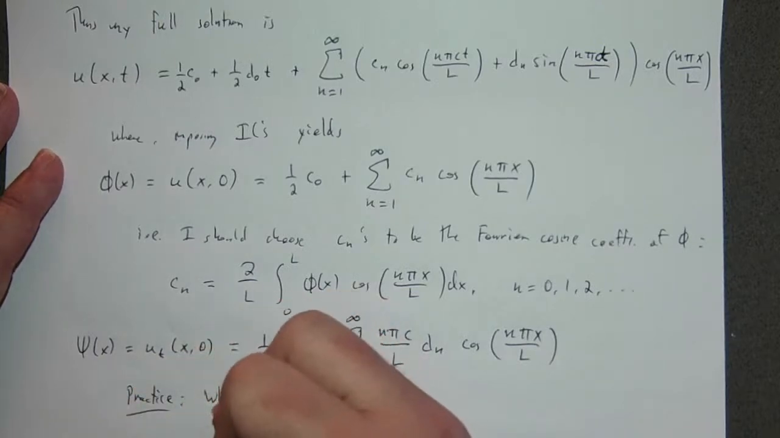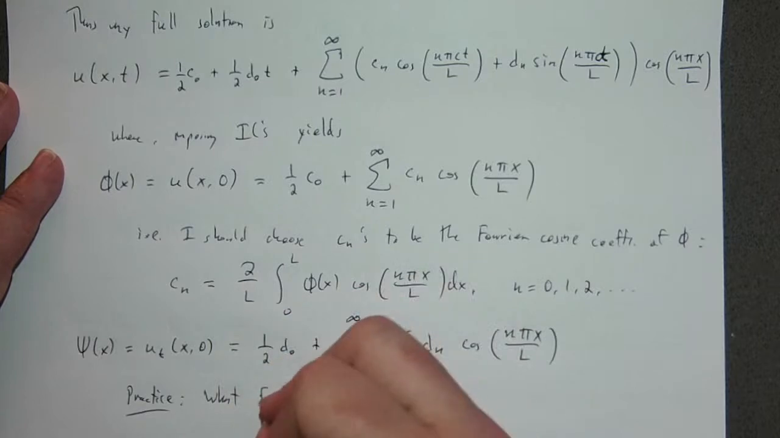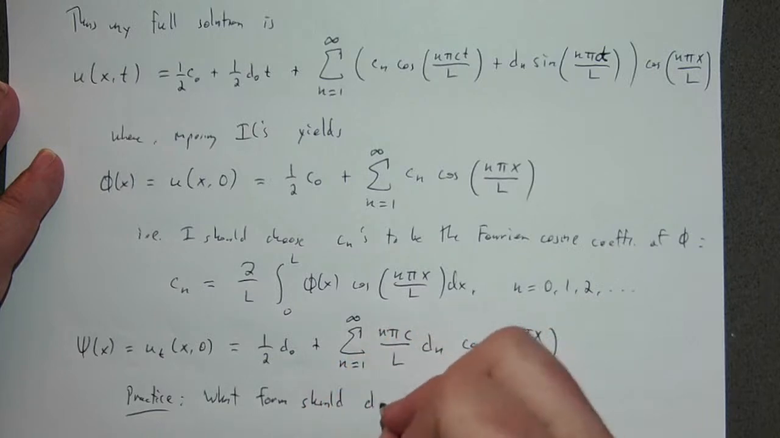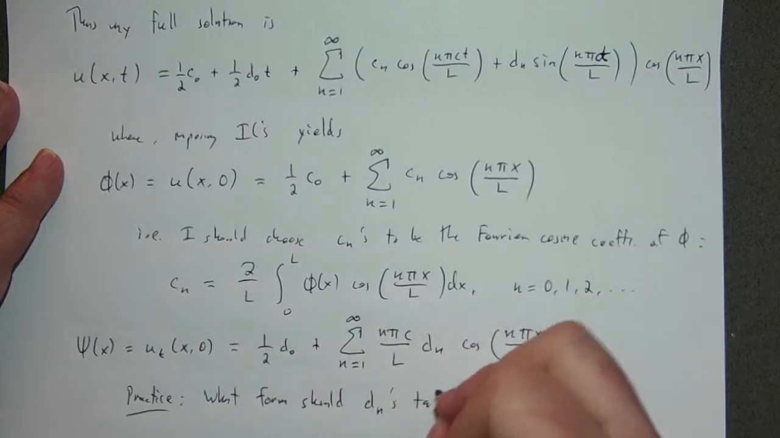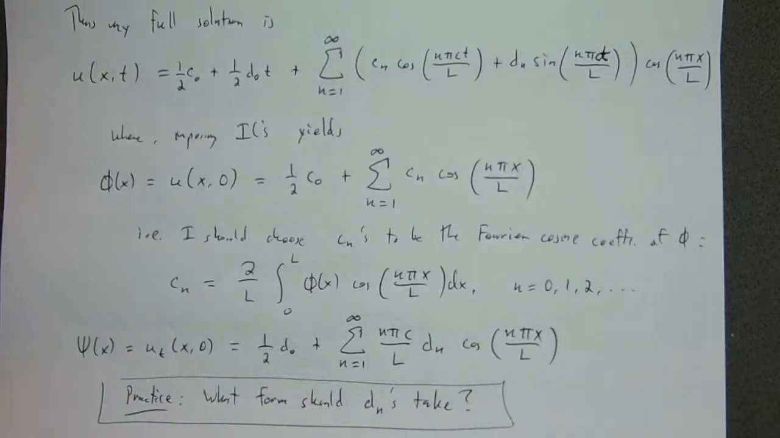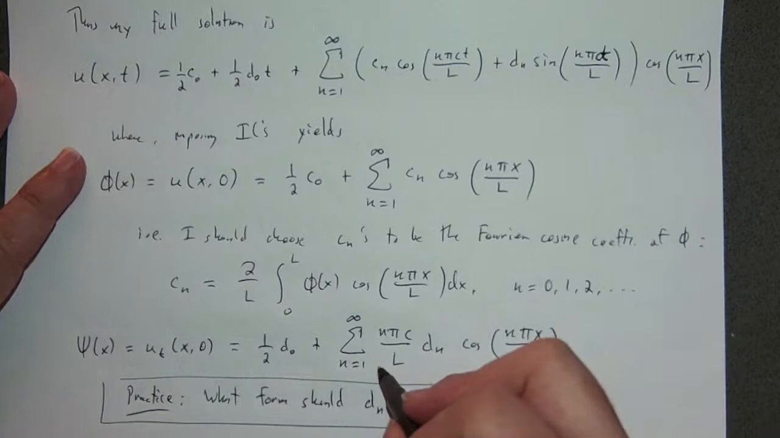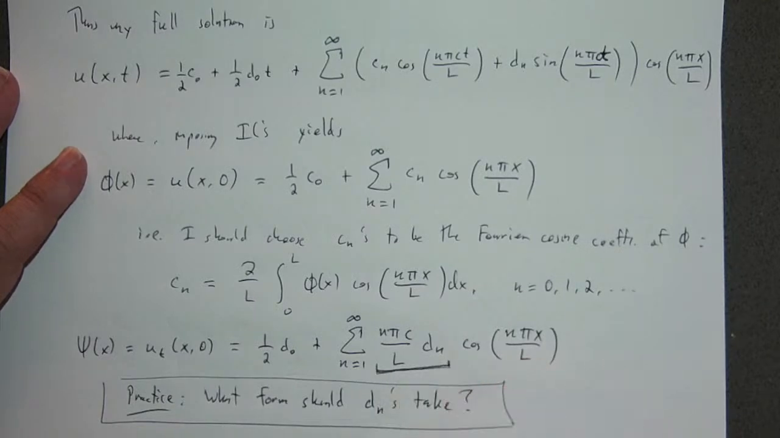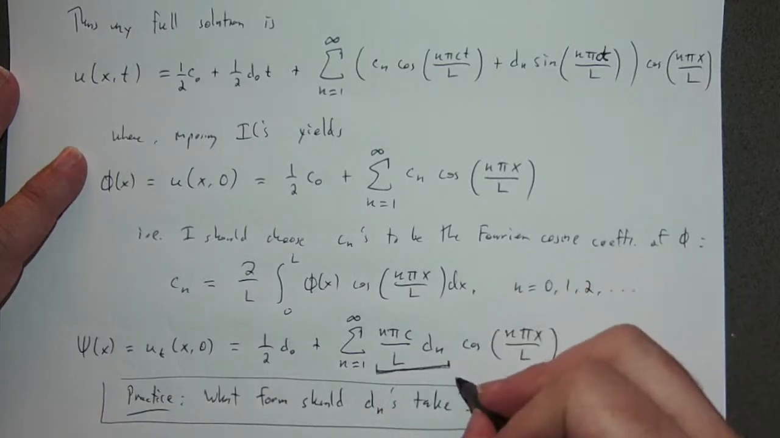What form should the d sub n's take? They're not exactly going to be the Fourier cosine coefficients, right? But just like before, my idea here is to try to rewrite this as like an a sub n.